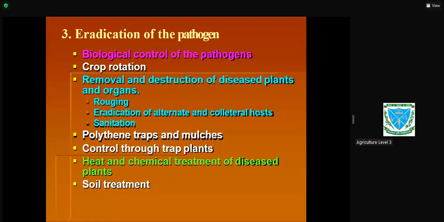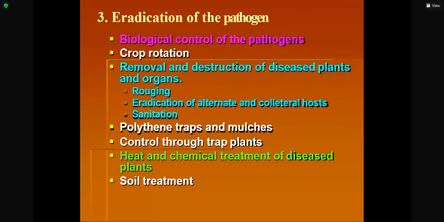So what do we have to do? We have to rotate the crop. So if we cultivate rice, for example, this year in a particular field, then the next year we have to cultivate wheat, for example, that is, we have to cultivate a non-host crop of the pathogen we are dealing with. We call it crop rotation.